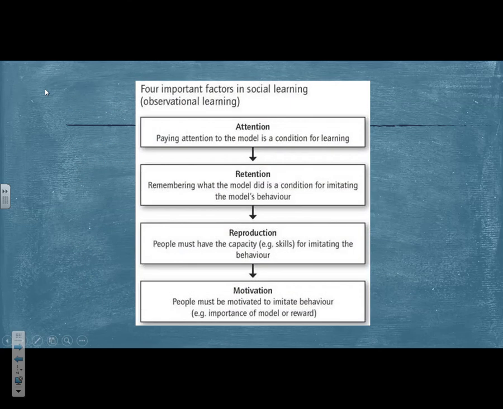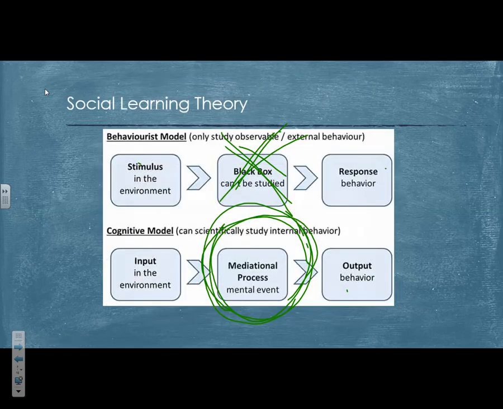And there we go. You have the 4 important factors in the role of mediational process. So attention, paying attention to the role model, and then remembering what the role model did, having the ability to reproduce it, and then being motivated to reproduce it as well. And then here to really emphasize it, this is a slide I've taken from a previous lesson, so you can see how much I was trying to cross one out.